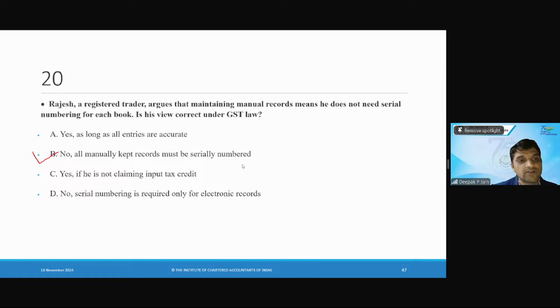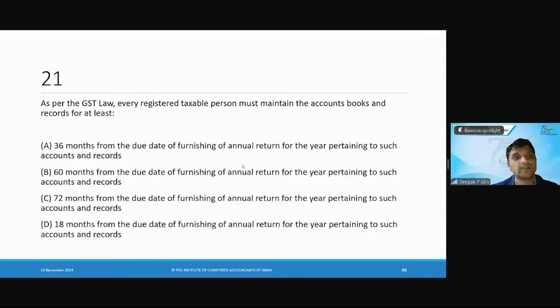And that takes us to the last question for the day. Every registered person should maintain records for how long? Okay, I didn't twist this question. I just mentioned 36, 60, 72, 18 from the due date of furnishing of annual return. I should have mentioned some twisting over there, but yes, for everyone's satisfaction, last is a happy dessert that you have given all the correct answer. Very simple. 72 months from the due date of furnishing of annual return.